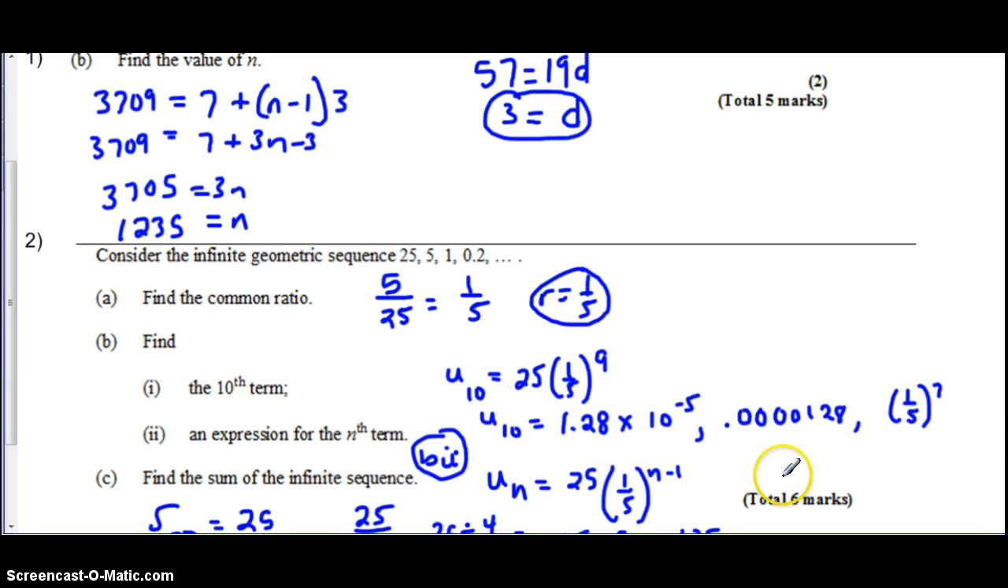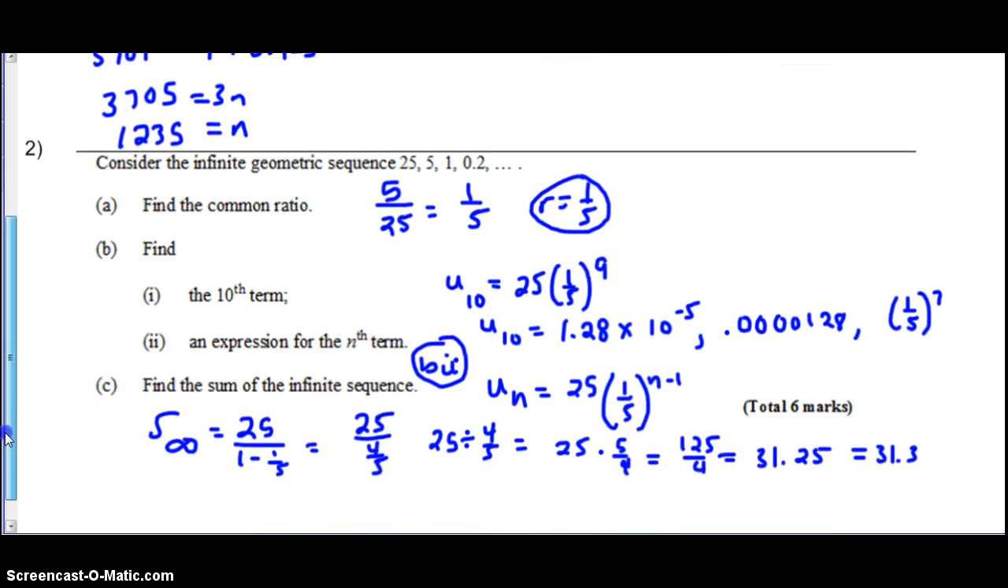1.28 times 10 to the negative 5 is one of the ways. For part 2 of B, you would have 25 times 1/5 to the n minus 1 power. And lastly, the sum of the infinite sequence would be 125 over 4, or you could have used 31.25, or rounded to 3 significant digits, 31.3.